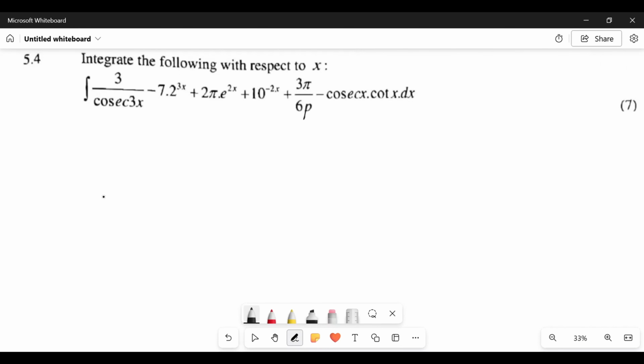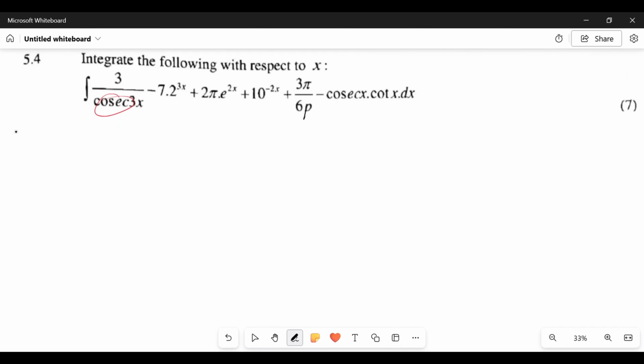Now 5.4, the question goes like this: integrate the following with respect to x. Before we integrate this, guys, we need to pay attention to each and every term, whether there is a term that needs to be simplified or not. Let's start with the first term. We cannot integrate with cosec in the denominator or any other trigonometric ratio in the denominator, so we need to simplify this one. The second term, no simplification required. Third term, no simplification required. Fourth term, no simplification required. Fifth term, no simplification required. And the last term also needs no simplification. It's only the first term that we need to simplify before we integrate.